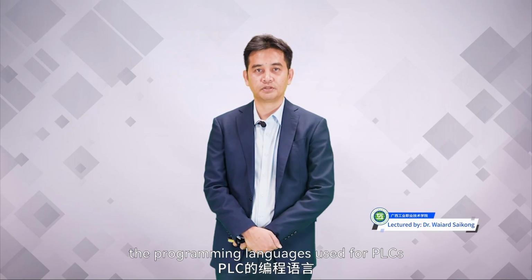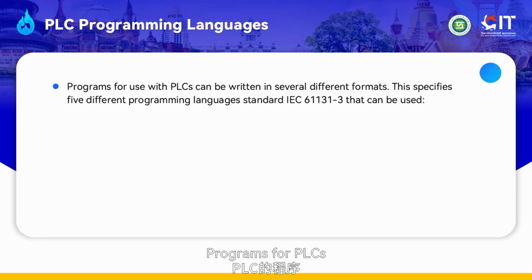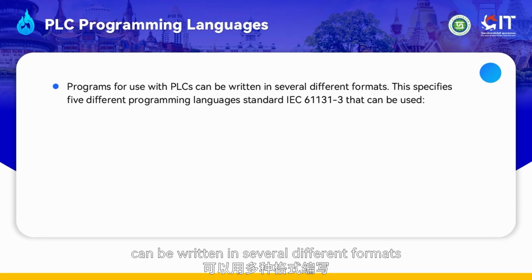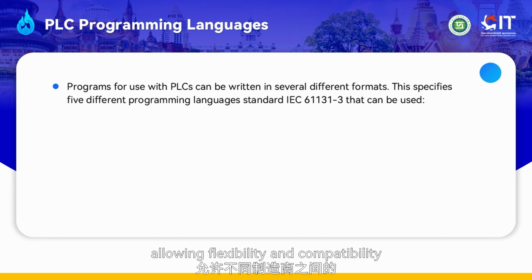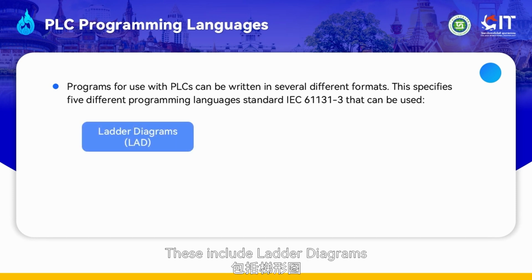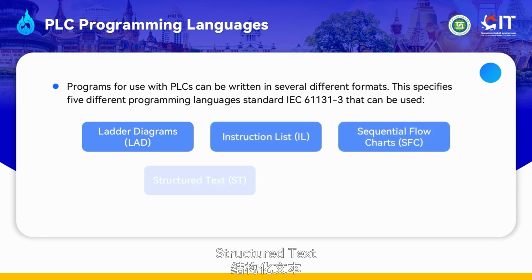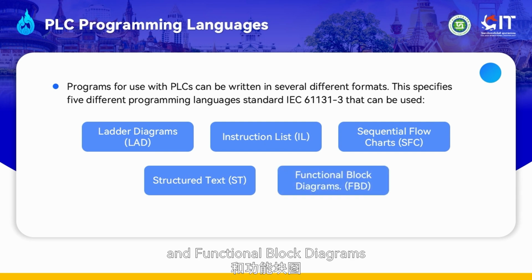This slide introduces the programming languages used for PLCs. Programs for PLCs can be written in several different formats, allowing flexibility and compatibility across different manufacturers. To ensure that programs written for one type of PLC can be easily adapted to others, the IEC 61131 standard specifies 5 main programming languages. These include ladder diagrams, instruction lists, sequential flowcharts, structured text, and functional block diagrams.